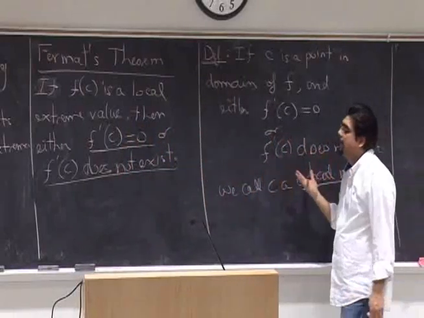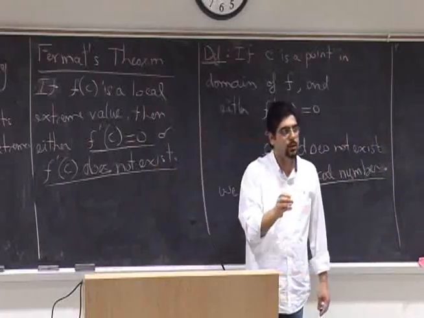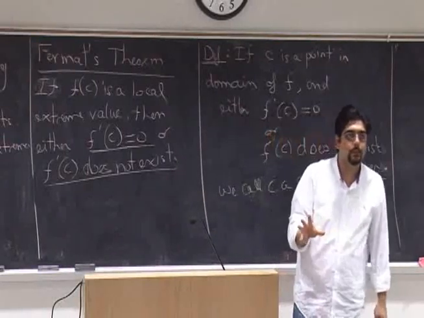In other words, the only place that you need to look to find local extreme values are at the critical numbers. Okay?